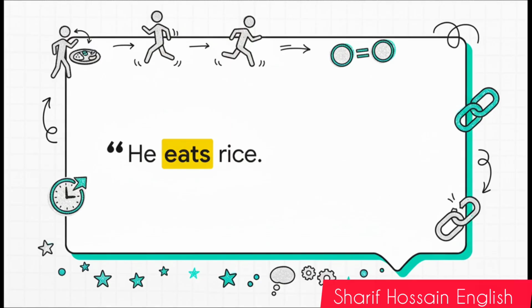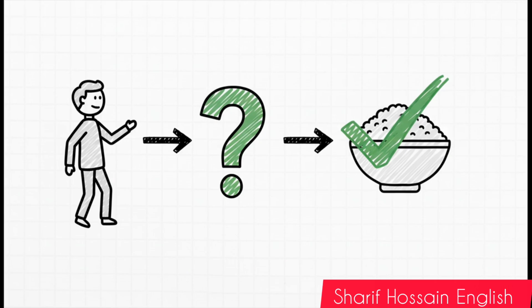Here's a classic example of a transitive verb. "He eats rice." And this is where it gets interesting. If we just say "he eats," you're left with a question, right? He eats what? The answer is rice. That word "rice" is the object, and it completes the meaning of the verb "eats." And that's exactly what makes "eats" a transitive verb.